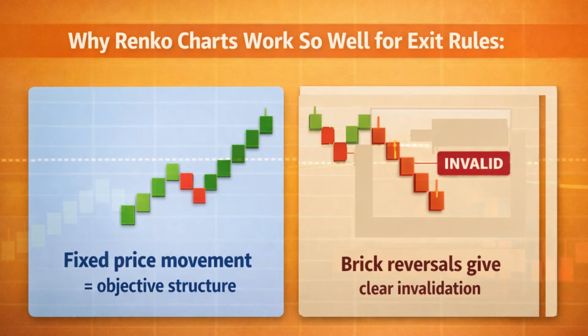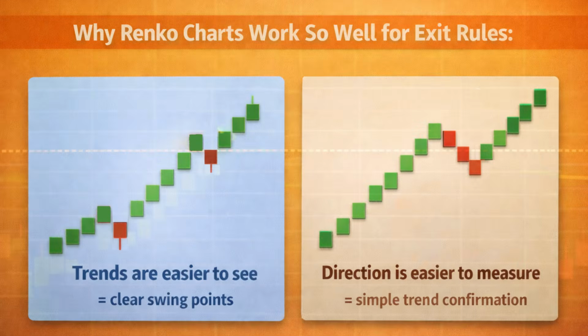One of the biggest advantages of Renko charts is structure. Every brick represents a fixed price movement. That means swings are clearer, invalidation levels are obvious, and reversals become easier to define objectively. Instead of asking, "What do I feel the market might do?" you can ask, "Has structure changed?" Renko turns exits from opinion into rules.